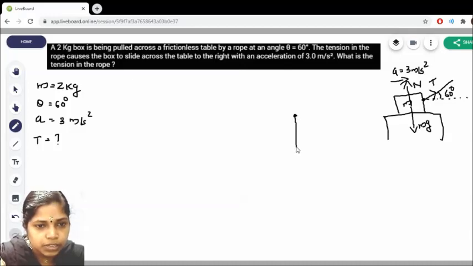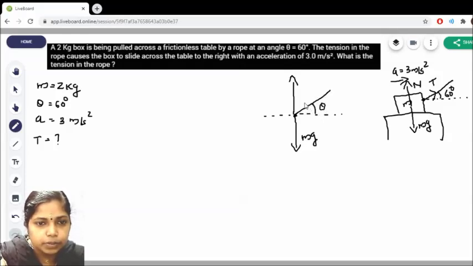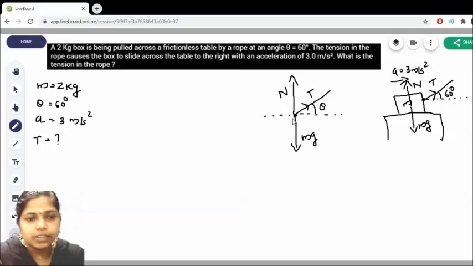So the first force is the mg acting along the downward direction. The next force is the normal reaction, and the next force involved is the tension, which is lying by making an angle theta equal to 60 degrees with the horizontal, and this is the direction of the tension. This is the normal reaction, right? So only three forces are acting on this object.